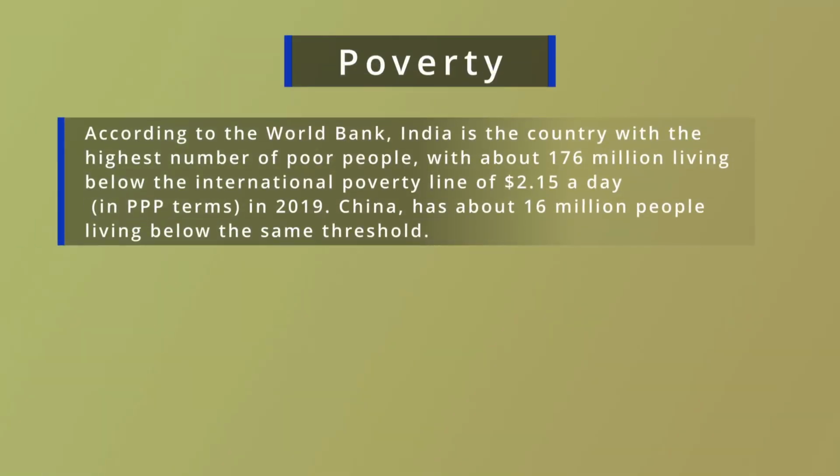According to World Bank estimation, India is the country with the highest number of poor people, with about 176 million living below the international poverty line, which is $2.15 a day, measured in purchasing power parity terms in 2011. And China has about 16 million people living below the same threshold. That is, the number of people living below the poverty line in India is higher than that of China. Similarly, the multidimensional poverty is also higher in India compared to China.